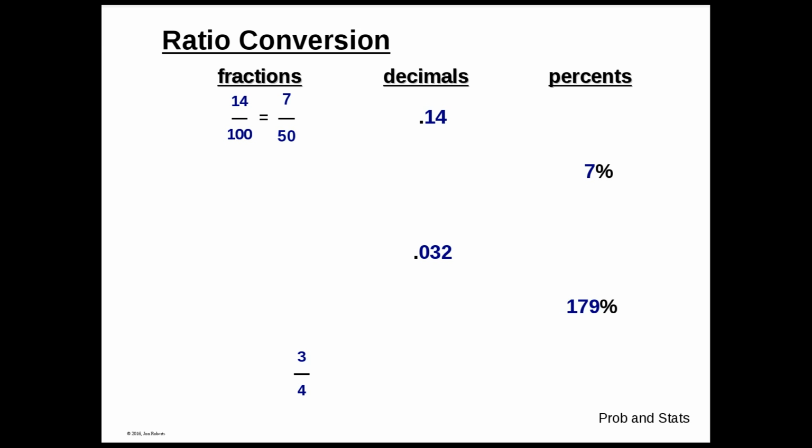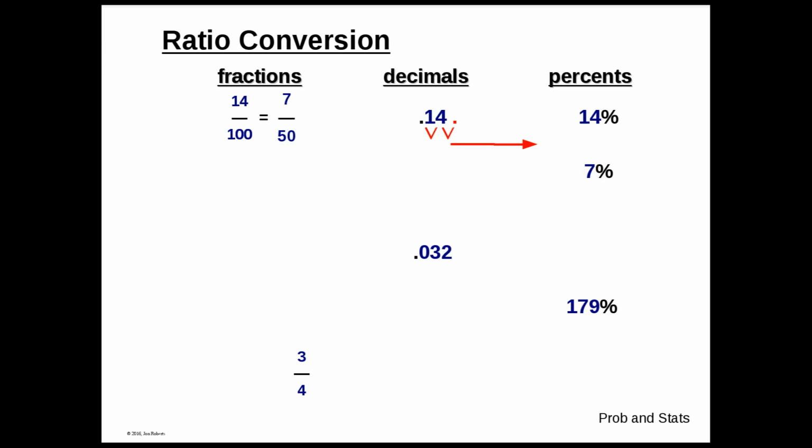To convert a decimal into a percent, we are effectively multiplying by 100. This has the effect of moving the decimal point 2 places to the right. So 0.14 as a decimal would become 14 as a percent.